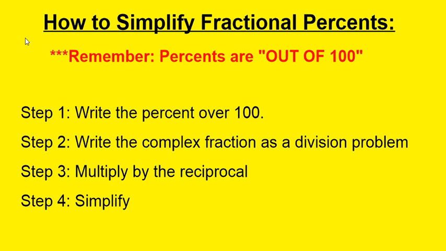Step 2, you're going to write the complex fraction as a division problem. Step 3, you're going to multiply by the reciprocal, and then step 4, you're going to simplify. So these steps are the same as a complex fraction. The only thing we added was that you take the percent and put it over 100.